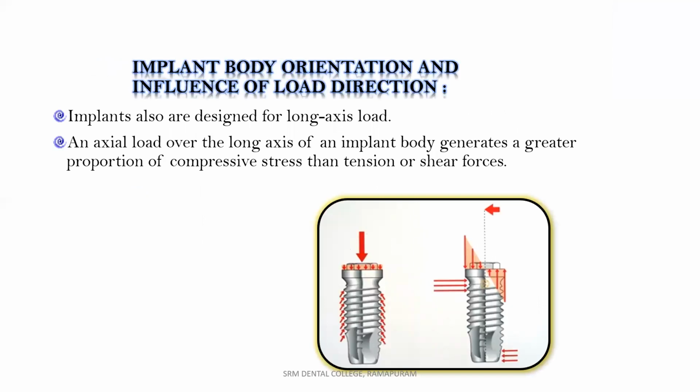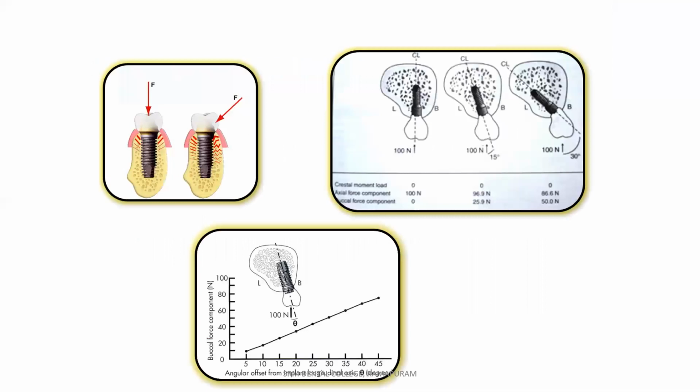How should the implant body be oriented, and what is going to be the influence of the load direction on implants? Implants are designed for long axis loading. An axial load over the long axis of the implant body will generate a greater proportion of compressive stress rather than tension or shear stress.